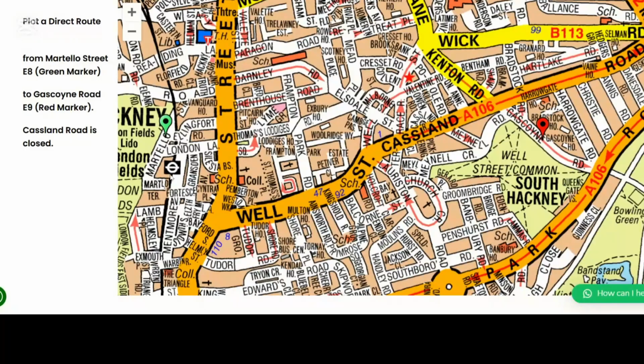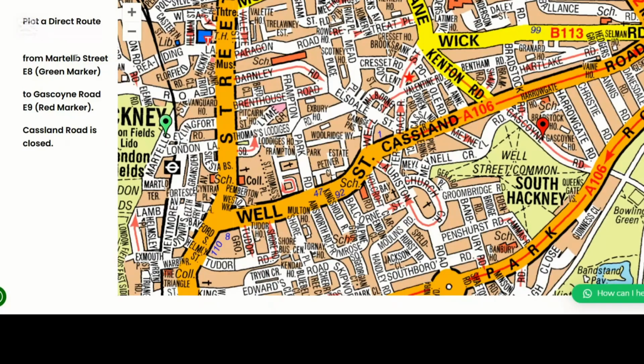In this video, we are going to be going through a very interesting question: Cassland closed road. This is one of the more tricky questions. Many students struggle with it because of the road closure and the number of turns involved. Let's begin by understanding how to identify a closed road question. For that, let's read the instructions together.